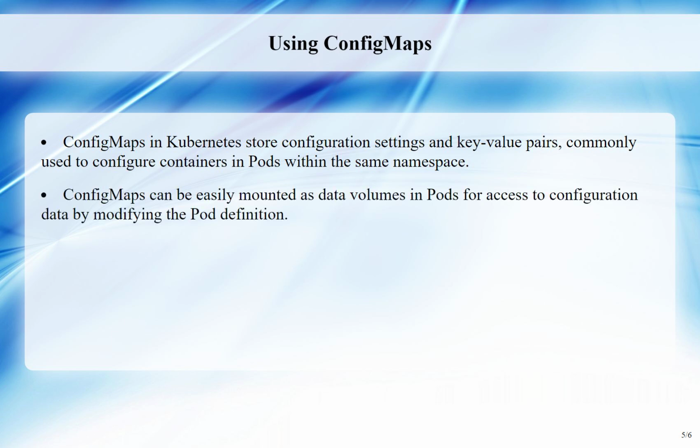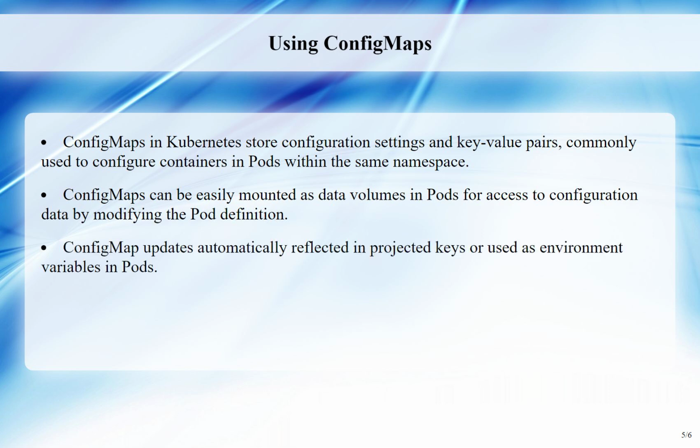ConfigMaps can be mounted as data volumes in pods, allowing for easy access to configuration data. To mount a ConfigMap in a volume in a pod, you need to create or use an existing ConfigMap and modify the pod definition to add a volume and volumeMounts to each container that needs the ConfigMap. When a ConfigMap mounted in a volume is updated, the projected keys are automatically updated as well.